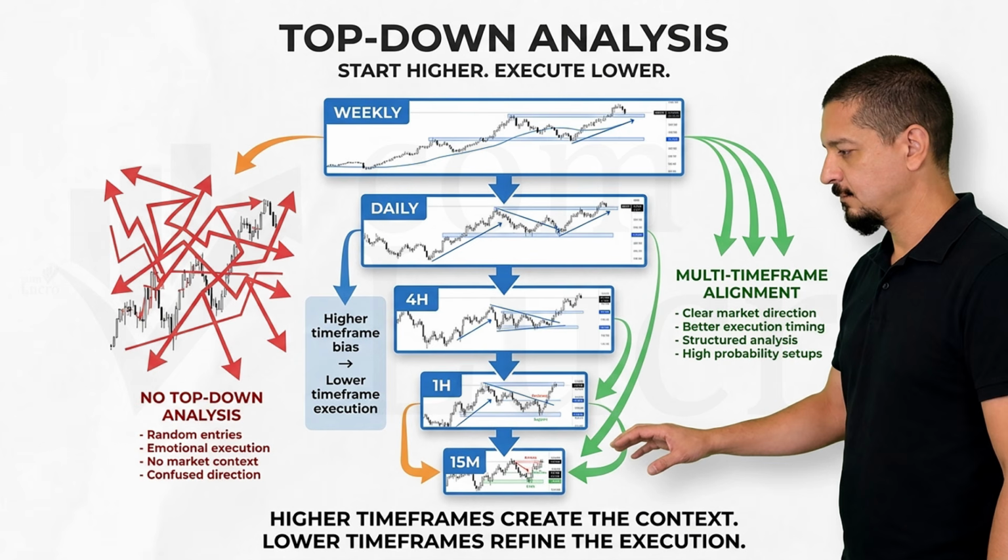So what is top-down analysis? Top-down analysis is the process of starting your chart study on higher time frames such as the weekly and daily, and then gradually moving down to lower time frames like the 4-hour, 1-hour, and 15-minute to refine your execution and build a more precise view of the market.